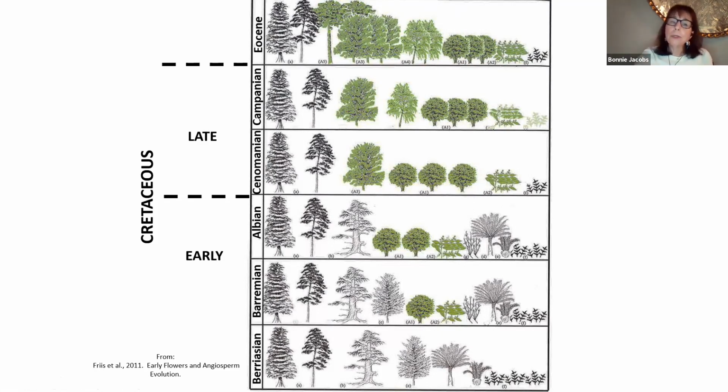You get birds, you get the coevolution of, well, actually even down in the Cretaceous, you get the coevolution of insect pollinators that go along with the angiosperms. And so this is just a summary of how angiosperms really take over. And that is all I have. So I'm going to stop sharing.